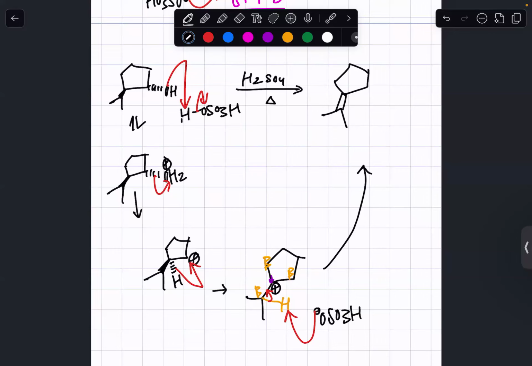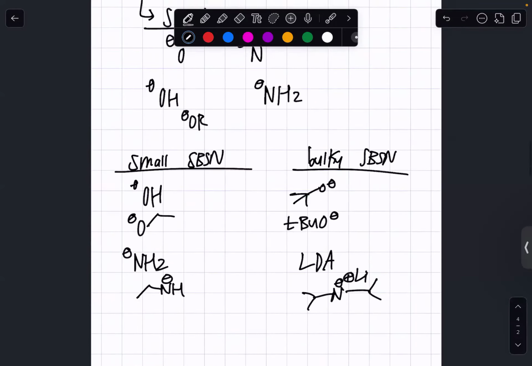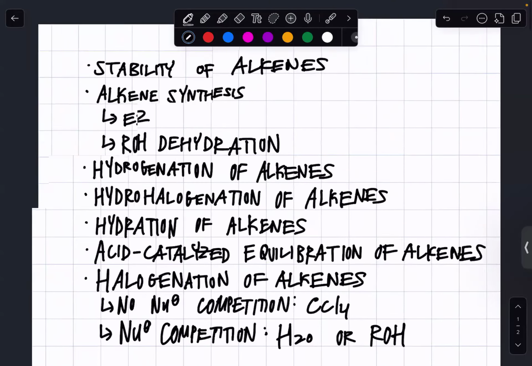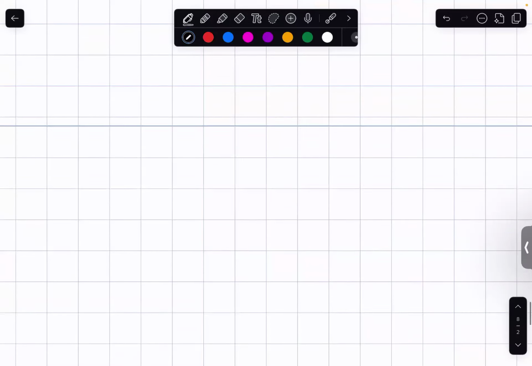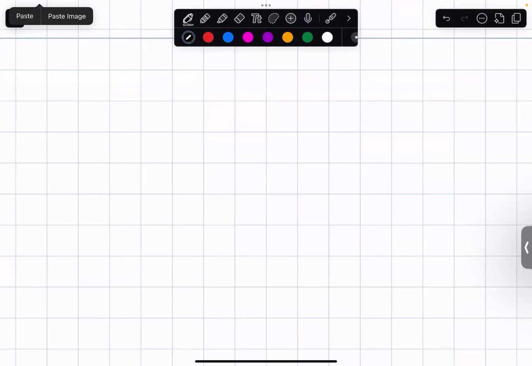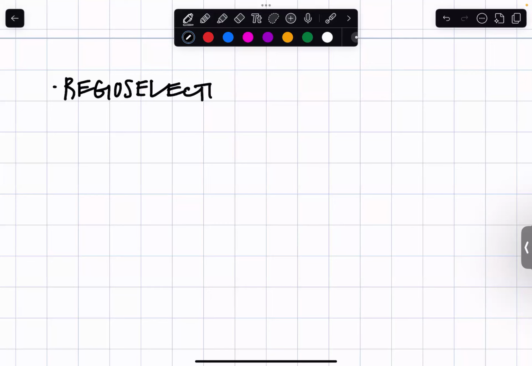Any questions on this alcohol dehydration reaction and mechanism? No? Okay, that's good. Now the next one is going to be hydrogenation of alkenes. So we talked about the reaction already, but I want to go over more of the properties here. So whenever we talk about alkene reactions, I want you to think about something called the regioselectivity of the reaction and the stereoselectivity of the reaction.